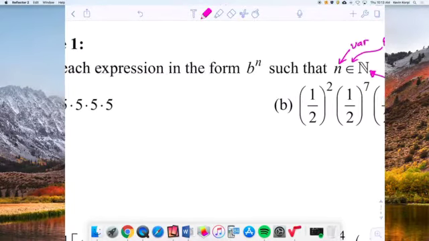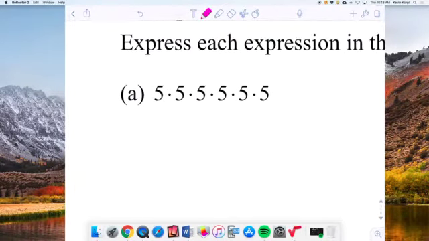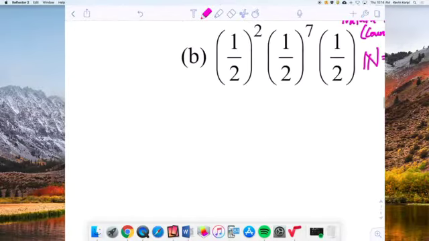All right, so here we go. 5 times 5 times 5 times 5 times 5. We're not interested in coming up with the actual answer. We want to write it in the form b to the n, right? So it's going to be 5, and how many do we have? 6. Okay, perfect. Is that boring? Sorry. Questions on that? Cool.